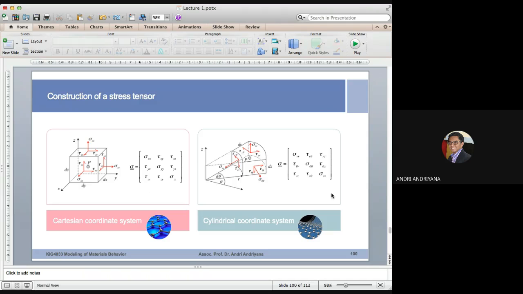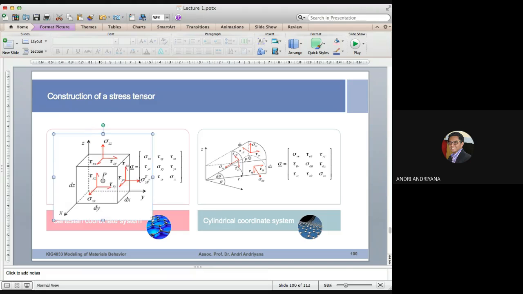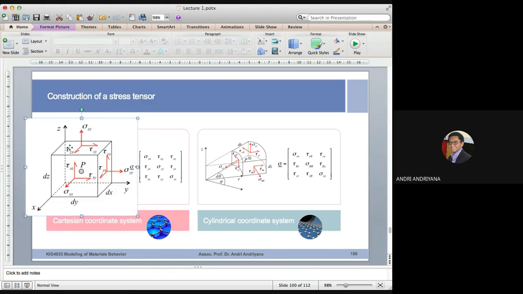now have a look here, the construction of the stress tensor with respect to two coordinate systems that we will use, either, for instance, the Cartesian coordinate system or the cylindrical coordinate system. Here, you see that maybe it is easier here. Oh, never mind. It is also fine here. Can I zoom this? Is it easy? Okay, yes. Let me zoom this one. Okay, so it is easier for you to understand.